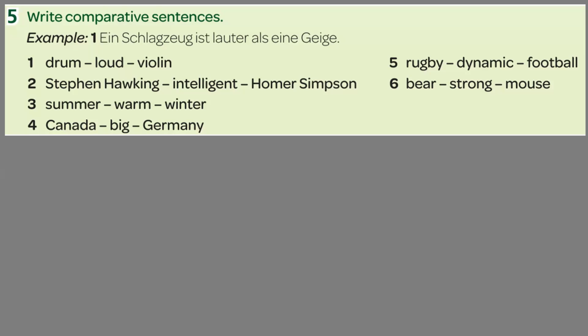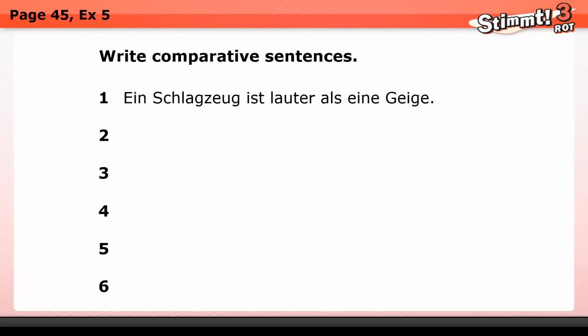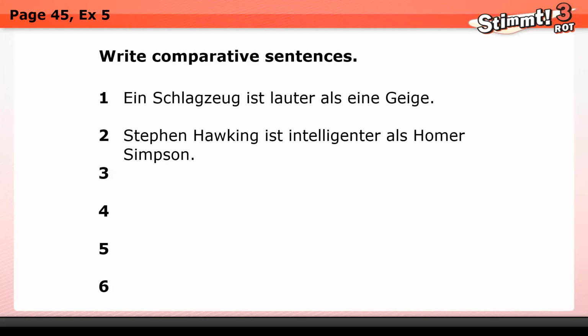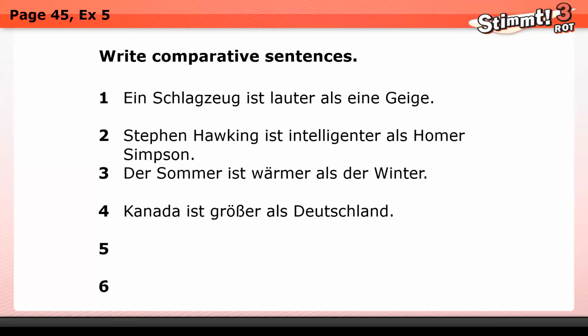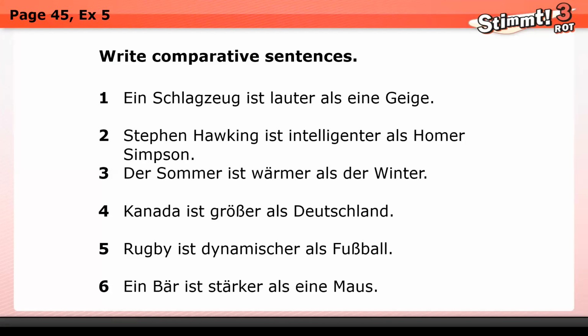Okay, how did you get on? Let's have a look. Ein Schlagzeug ist lauter als eine Geige. Stephen Hawking ist intelligenter als Homer Simpson. Nummer 3: Der Sommer ist wärmer als der Winter. So warm, wärmer. Just check that you put the umlaut on there. Kanada ist größer als Deutschland. Umlaut again, größer. Rugby ist dynamischer als Fußball. You might not agree with that. Und ein Bär ist stärker als eine Maus. Stark, stärker. So again, it's one that adds an umlaut. Just pop the umlaut on if you didn't. Bear is stronger than a mouse.